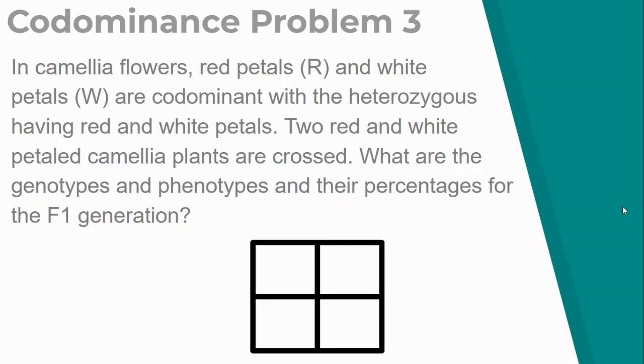So for this one, we have camellia flowers that can have red petals or white petals. Heterozygous would be red and white. We're crossing 2 red and white plants.